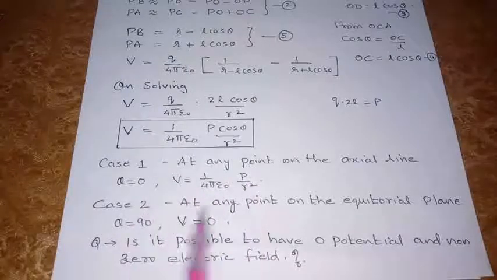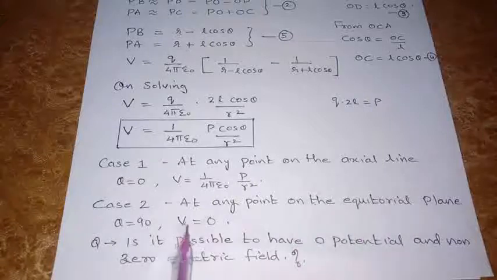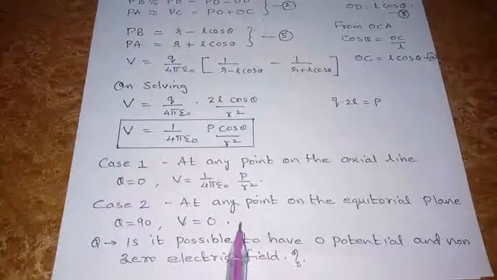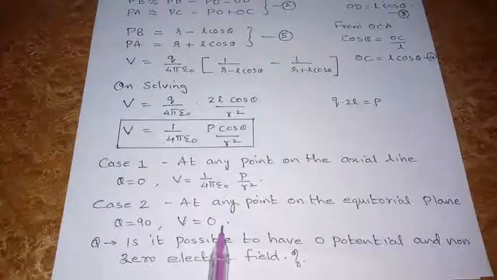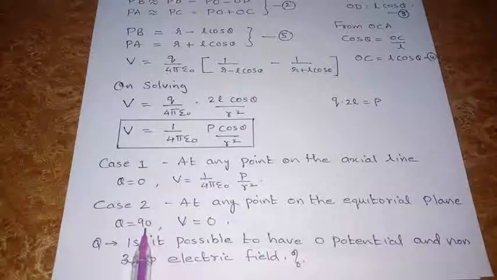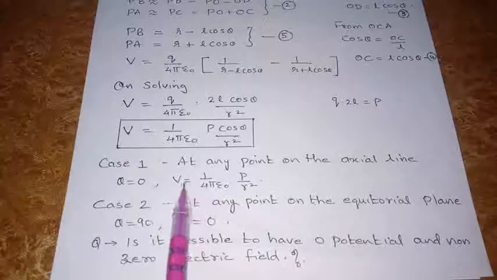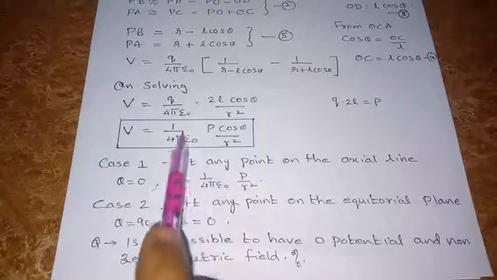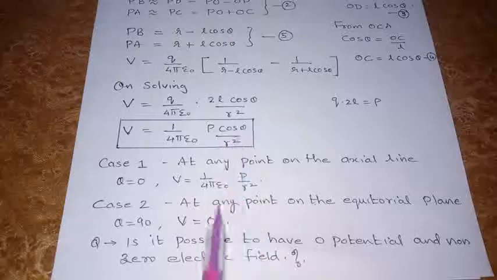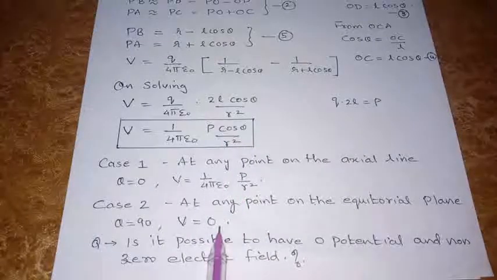Now case 2, at any point on the equatorial plane of the dipole. Equatorial plane means a perpendicular plane that passes through the center of the dipole. If I am taking the point on the equatorial plane, then theta is equal to 90 degree. Cos of 90 is equal to 0. Therefore, V is equal to 1 by 4 pi epsilon 0 P into cos of 90 divided by R square. Since cos of 90 is equal to 0, V is equal to 0. So that means at any point on the equatorial plane of the dipole, electric potential is 0.